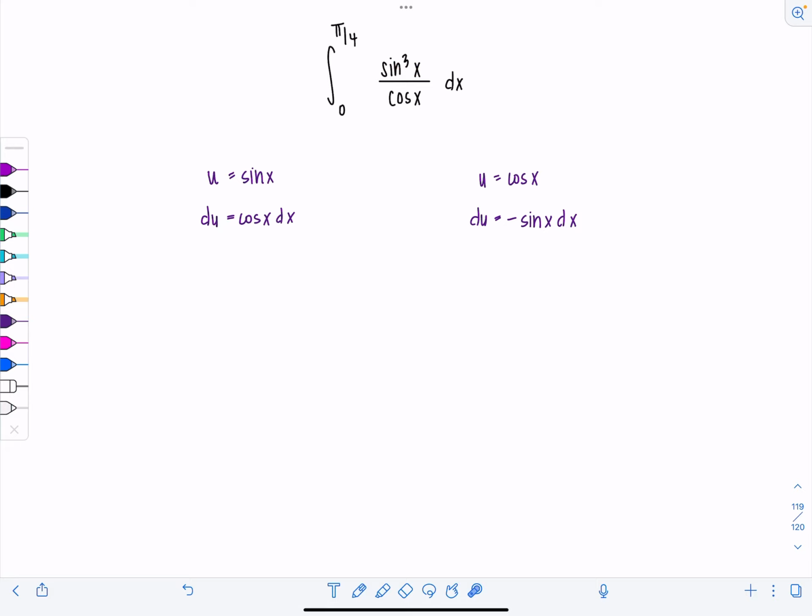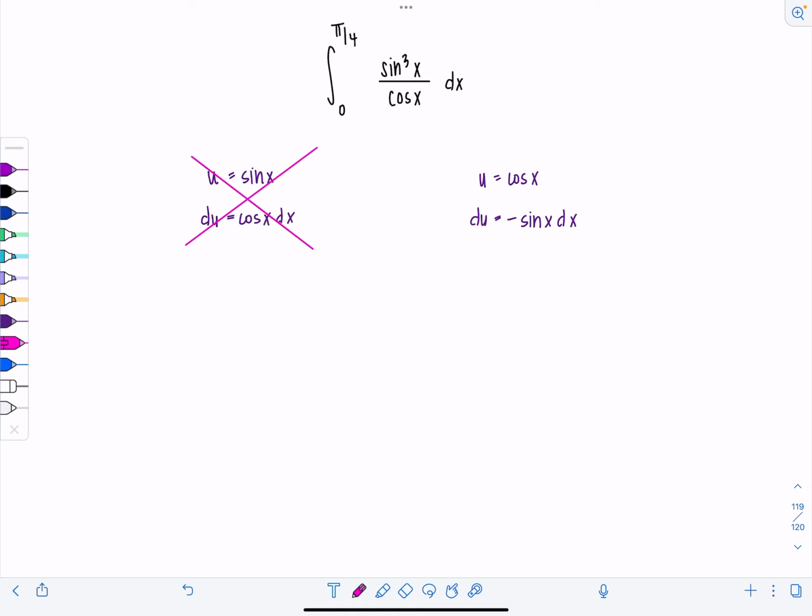However, if I let u be cosine x, then du would be negative sine x dx. Do I have that in the numerator? Yeah, I've got 3 of them. So I'll work on playing around with everything else so we can make this substitution, but this choice here is not going to work. And when you practice enough of these, you'll be able to know that that's not a good choice just by looking at it. You won't even have to write out the 2 scenarios.